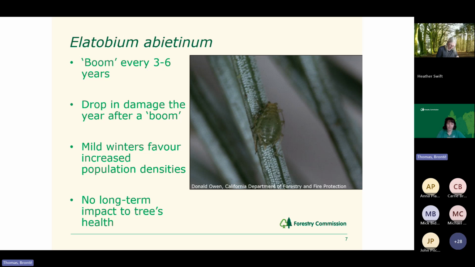Thinking about what favours the aphid: mild winters. I'm sure we can all recall the winter just gone, particularly mild, and that favours increased population densities, because you don't get such a drop in the population over winter due to a decrease in temperatures. And I'm also happy to say that there's no long-term impact on the tree's health. You've still got those green ends to your branches, so you're still going to get that flush of new needles. It'll take a few years to recover from the defoliation, but ultimately no long-term impact.